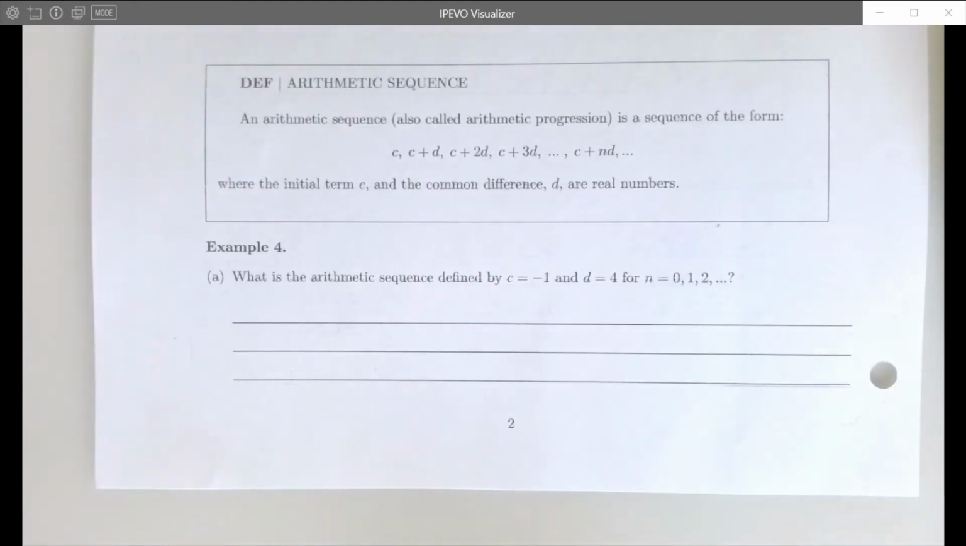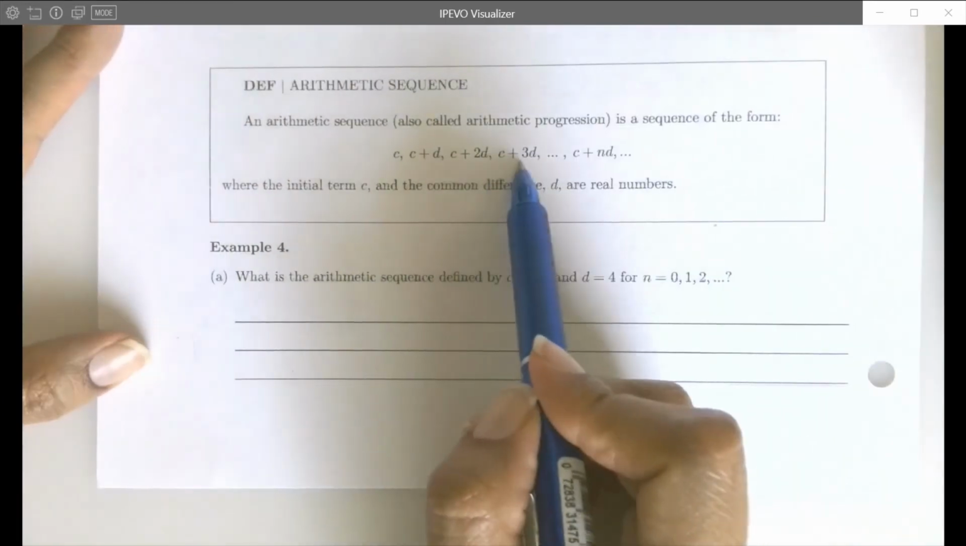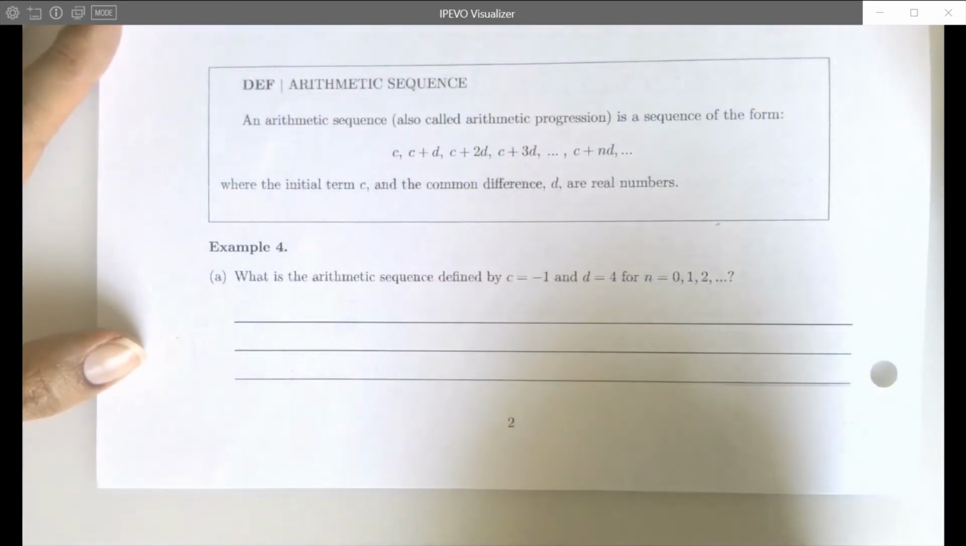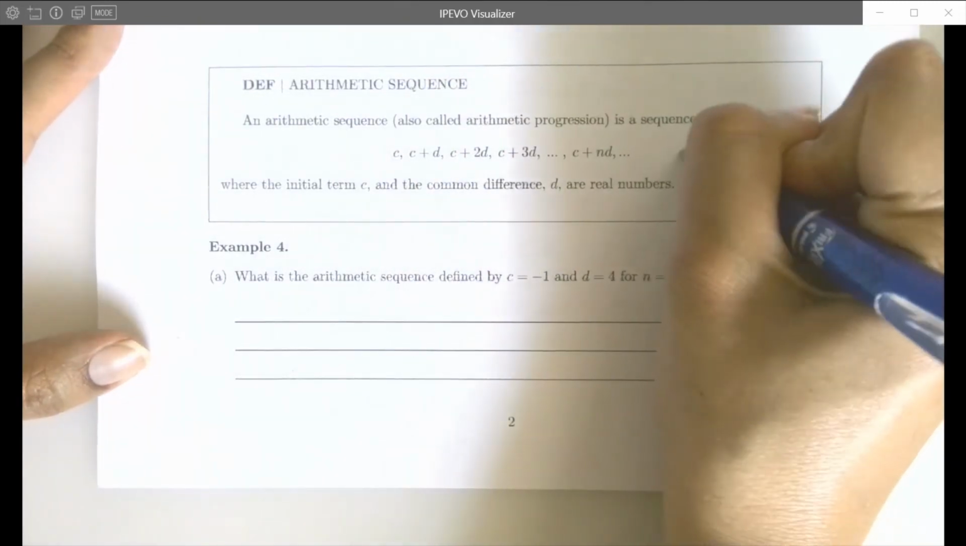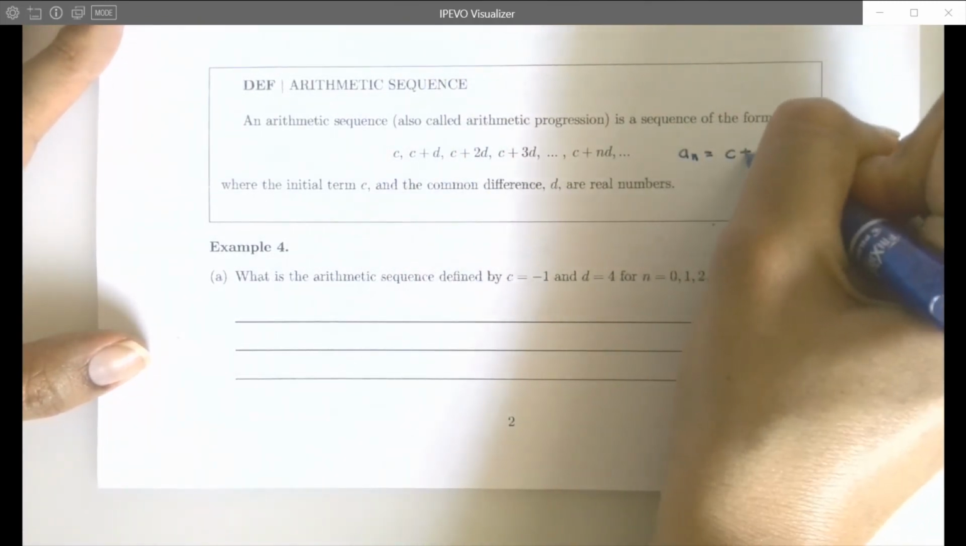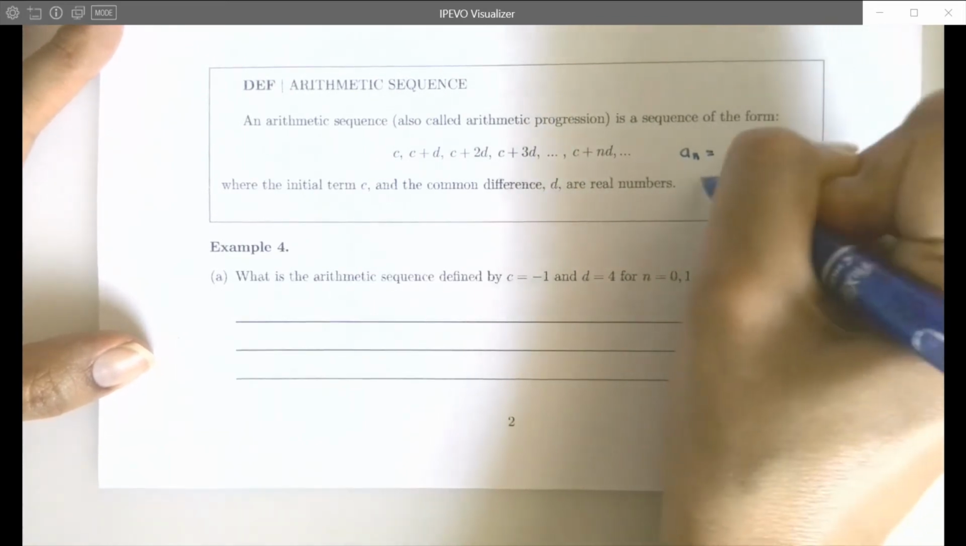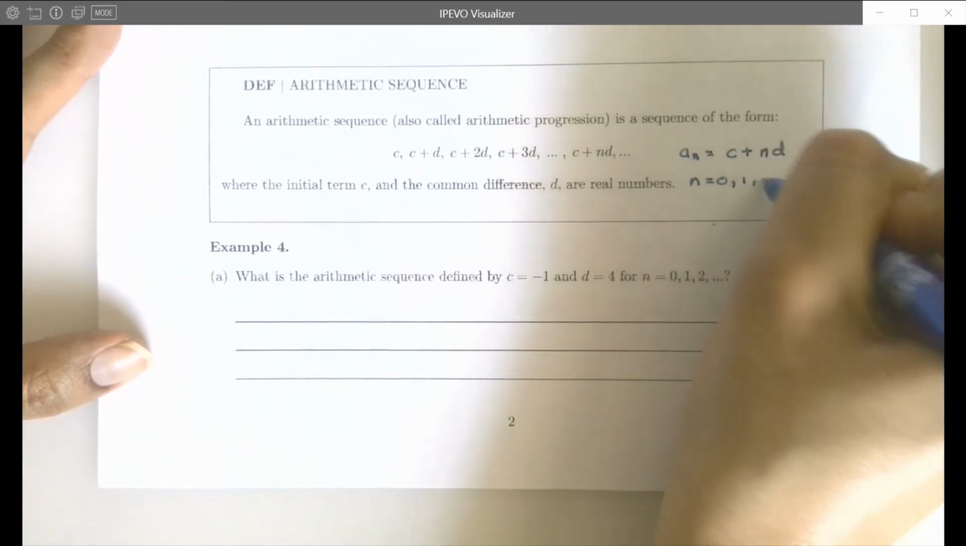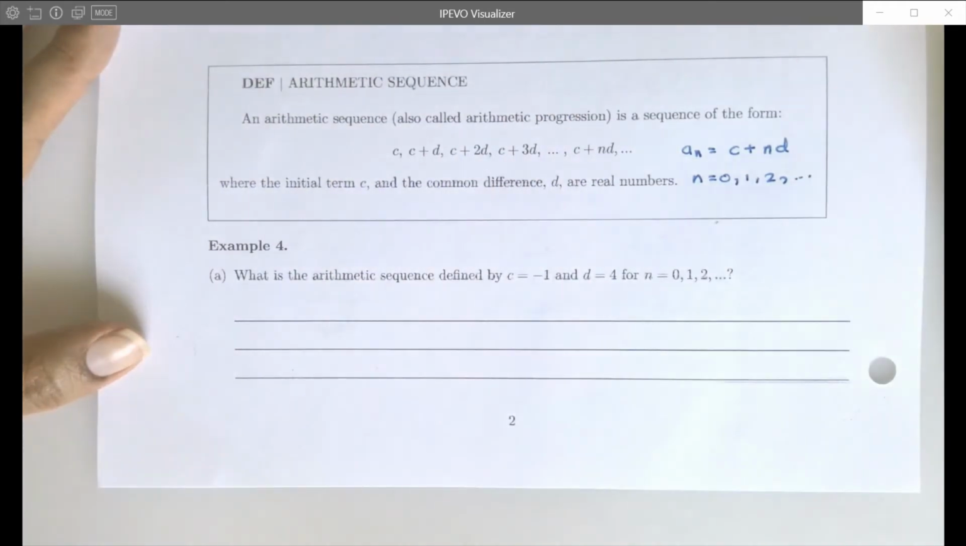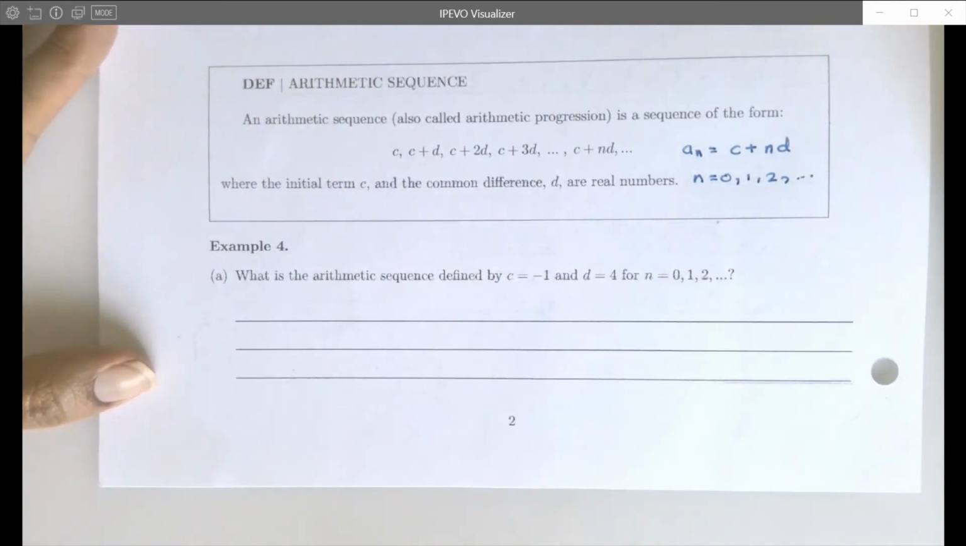The next type of sequence that we're going to consider is an arithmetic sequence. By the way, any sequence can also be called a progression. So that is a sequence of the form a constant plus d, a constant plus 2 times d, a constant plus 3 times d. In general, we would just write a sub n is equal to a constant plus n times d, where n can range 0, 1, 2, or anything greater.